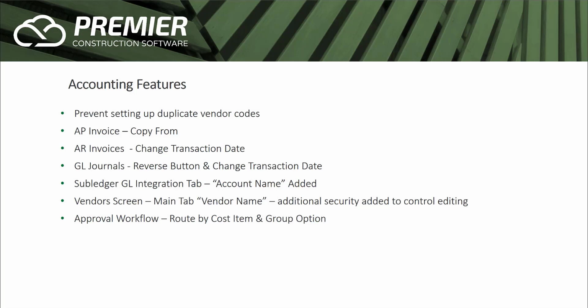And number seven, in the approval workflows, you can now route your AP invoices by cost item or cost item group.